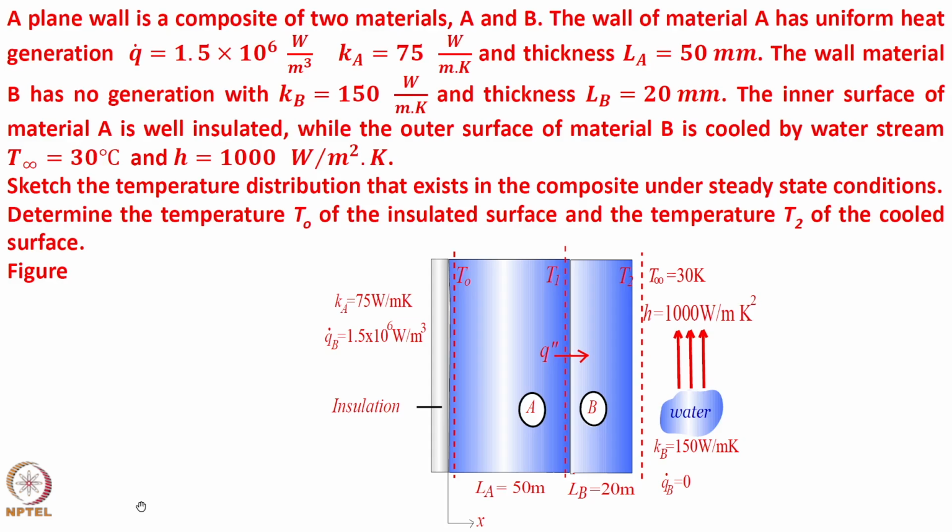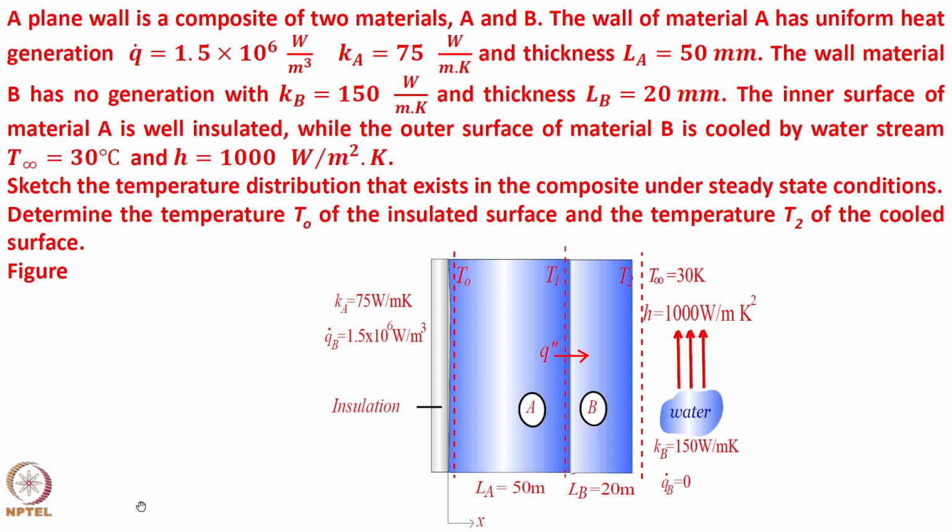Sketch the temperature distribution that exists in the composite wall under steady state condition. Determine temperature T naught on the insulated surface, that means T naught at this left wall which is x equal to 0, and temperature T2 of the cooled surface which is the outside right hand side surface.